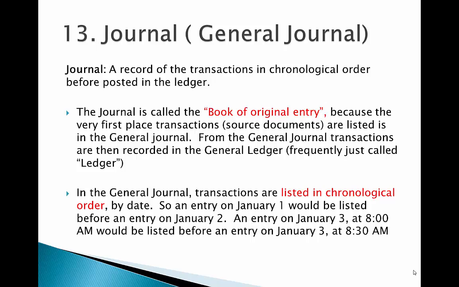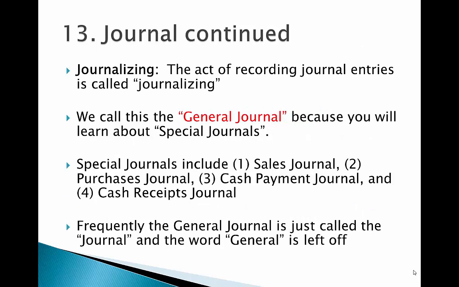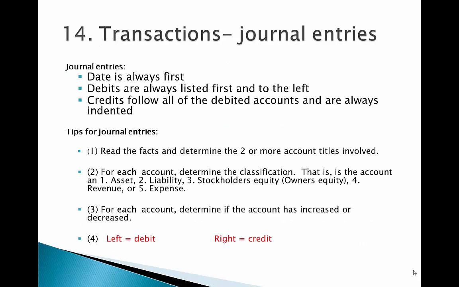An entry on January 3rd at 8 a.m. will be listed before an entry on January 3rd at 8:30 a.m. Journalizing is the act of recording journal entries. We call this the general journal because you will learn about special journals, which include the sales journal, purchase journal, cash payment, and cash receipts journal. Frequently, the general journal is just called the journal and the word general is left off.